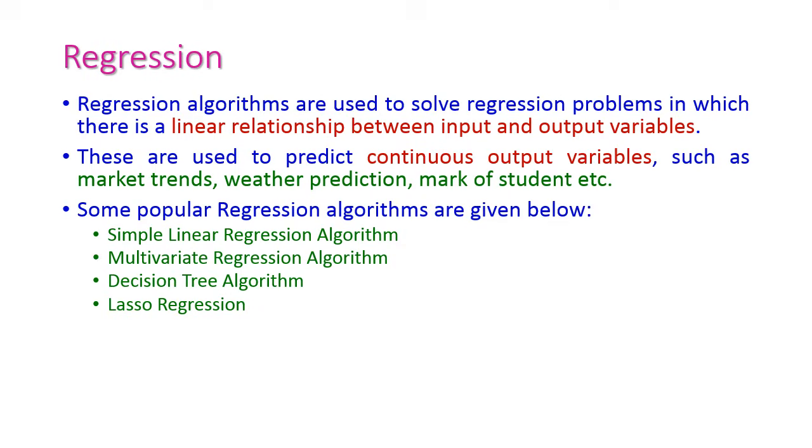The second type of supervised machine learning is regression, and these algorithms are used to solve regression problems. That means it finds the linear relationship between input and output variables. Okay, so there is a linear relationship, there are no classes here. So classification is very easy when compared to regression problems. Here the relationships are linear, right?